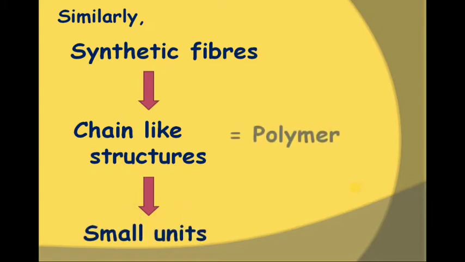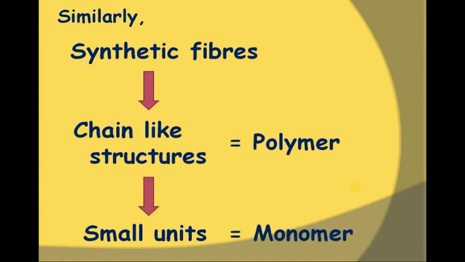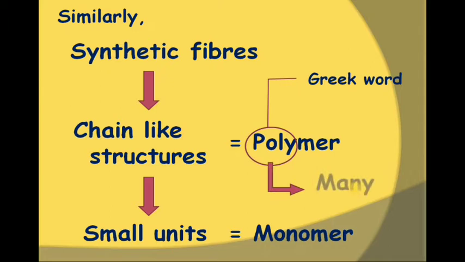These chain-like structures are called polymers and the small units are called monomers. Polymer and monomer are Greek words, each divided into two parts: poly and mer. Mer means unit and poly means many. Mono means single, mer means unit. A single small unit is called a monomer. A chain-like structure made from monomers is called a polymer.